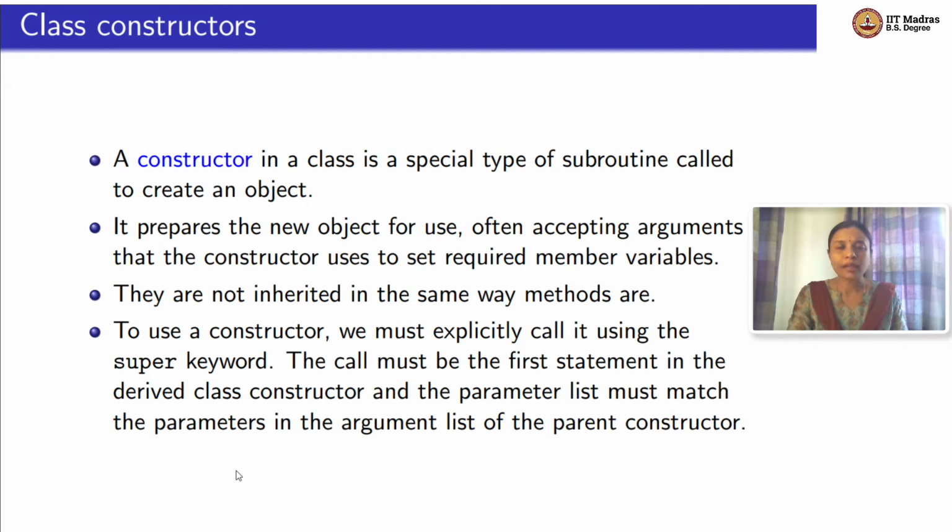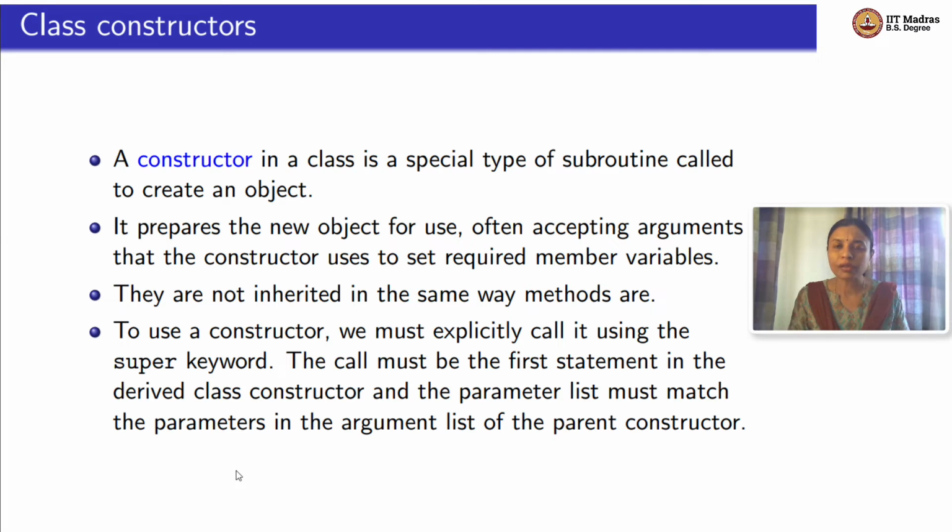Class constructor is another concept that's used in class inheritance. A constructor in a class is a special type of subroutine that is used to create an object. It creates an object, prepares the new object created for use. It accepts arguments that the constructor uses to set the required member variables. Please note that constructors are not inherited the same way methods are. Methods can be inherited and overridden. This is not the same way.